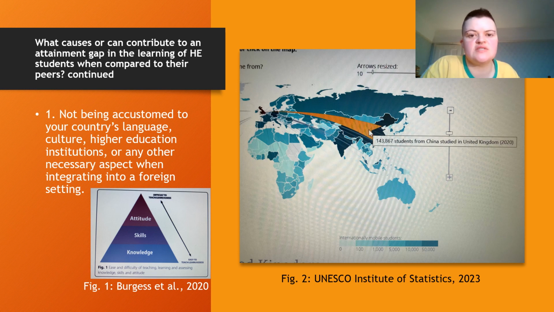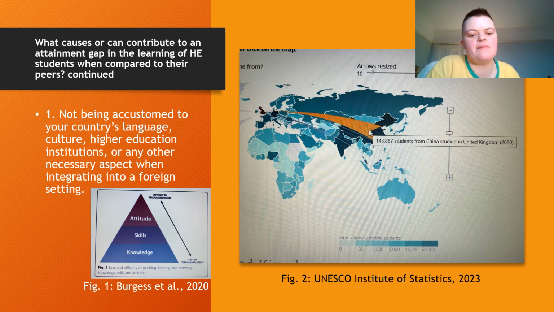This is just one of the many examples on the UNESCO website of students traveling to different locations to study. And here on Burgess's triangle, we can see what contributes to the attainment gap for these students when compared to their peers. It is a knowledge gap. It's not necessarily skills. As a foreign student, they may well have great skills in terms of integration. They may be better at integrating than a lot of the national students. It may not be an attitude problem. They may well have a great attitude to learning. They may wish to learn more in some settings because they've come all this way to learn. But it's a knowledge issue.